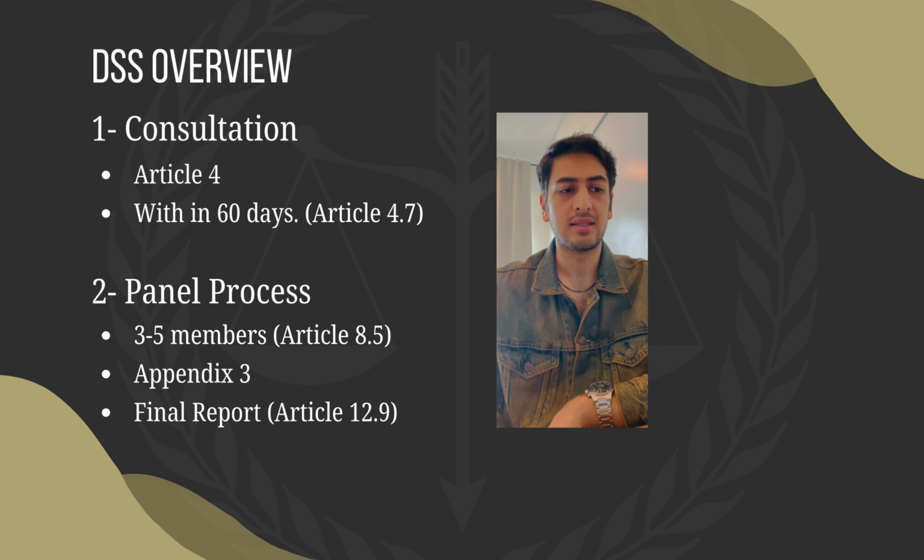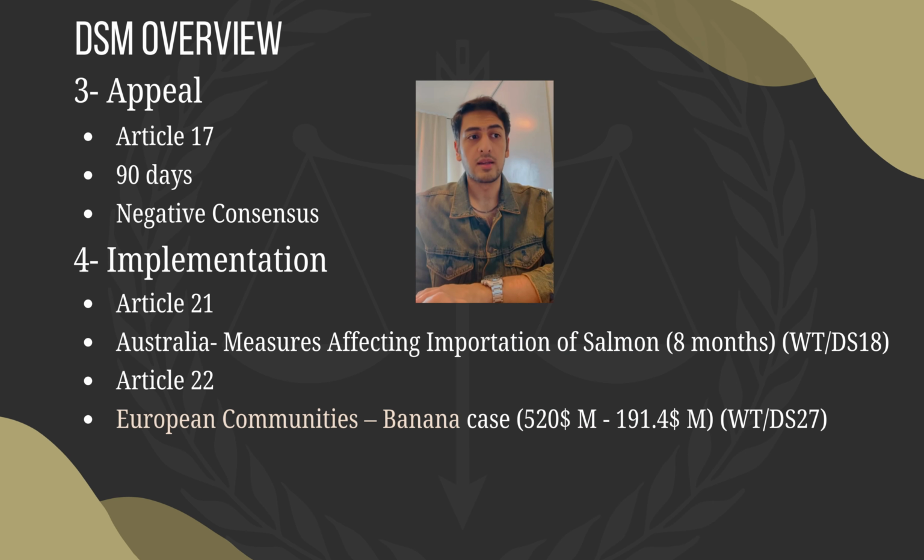Panels consist of 3 members unless the parties agree to a panel of 5. Panels follow the established working procedure outlined in Appendix 3 of the DSU. A panel's final report ought to be released in 6 months, or 3 months in an emergency. The tribunal consists of 7 members. The appeal process for any matter is conducted with the presence of 3 members. The appellate body shall allocate a maximum of 90 days for appeals.